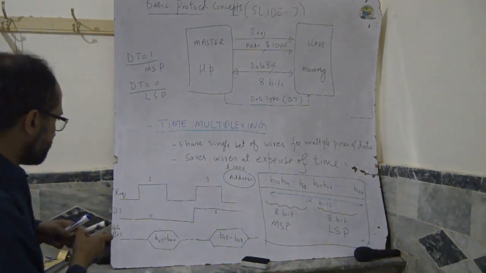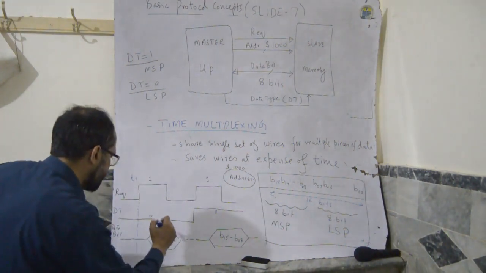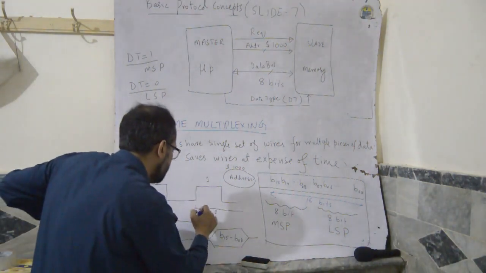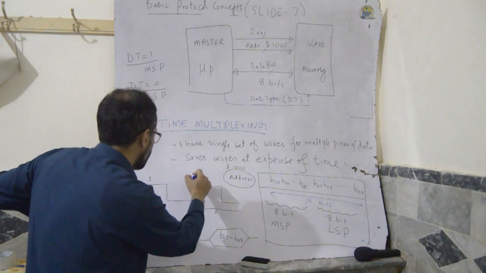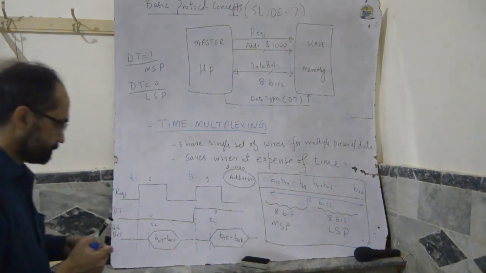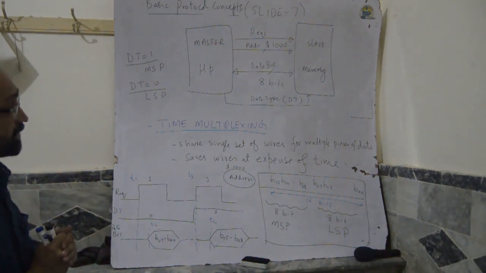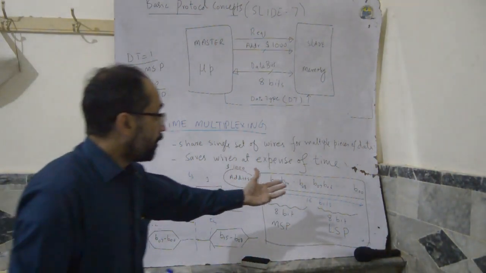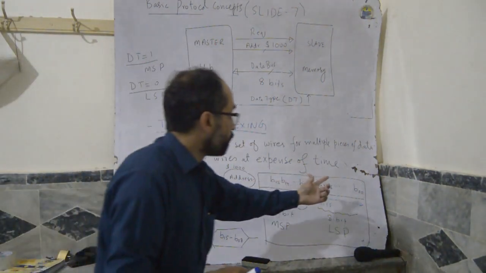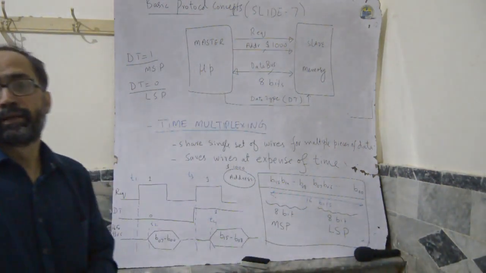And if you look, the microprocessor makes a request at this point, that is T1, and the data becomes available at this point, that is T2. This is the latency of the memory. Similarly, the microprocessor makes a request at T3 and the data becomes available at T4. So this is the latency of memory. And this data bus is shared at two different time instants. The first time, we transfer this data, and at the second time instant, we transfer this data.